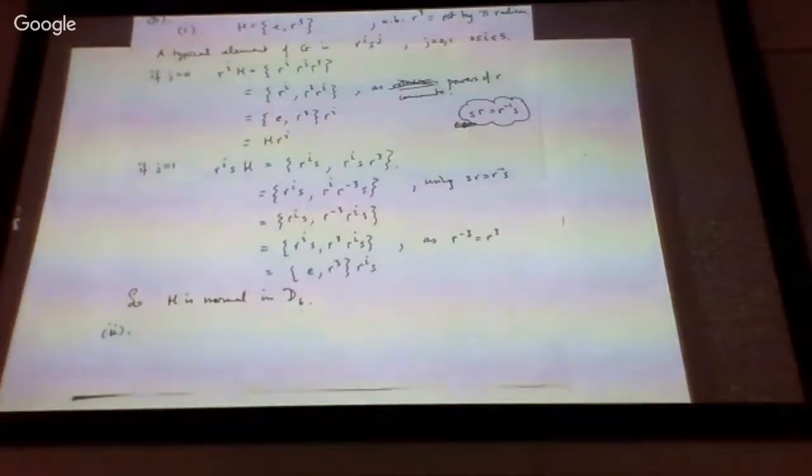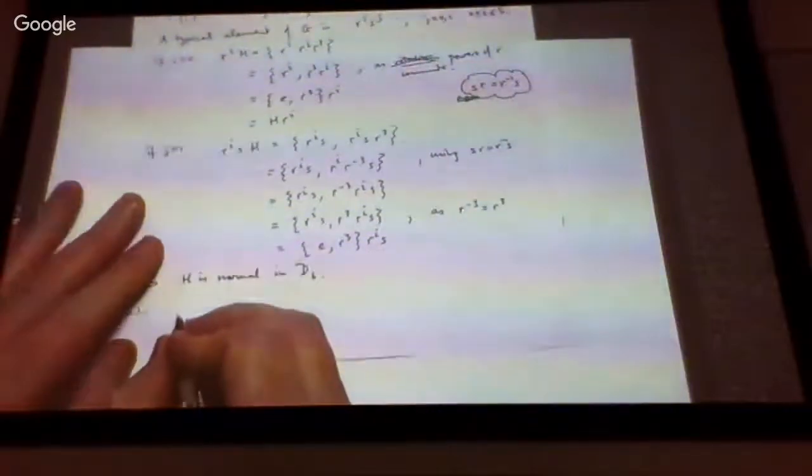What will be the order of the factor group D6 factored by H? There's an answer. What's the answer? It's the order of the group divided by the order of the normal subgroup. What is D6? It's got 12 elements, so it would be 12 divided by 2, so it would be 6. So 6 is the order of the group.